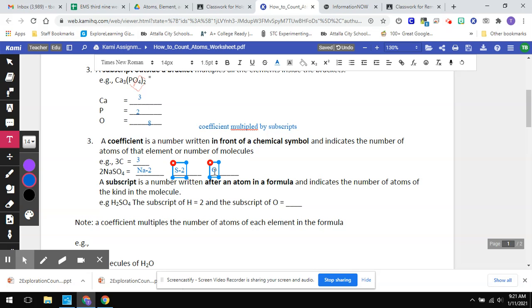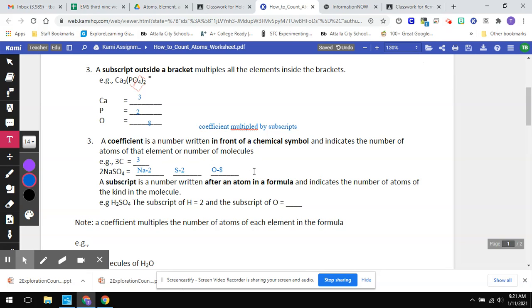Then next we've got our oxygen. And for this one, we've got a 2, and it does have a subscript of 4. So we go coefficient times subscript. So 2 times 4 is going to be 8. So if you counted all the atoms of that compound, you would say 8 plus 2 is 10, plus 2 more is 12. So you would have a total of 12 atoms in that molecule.